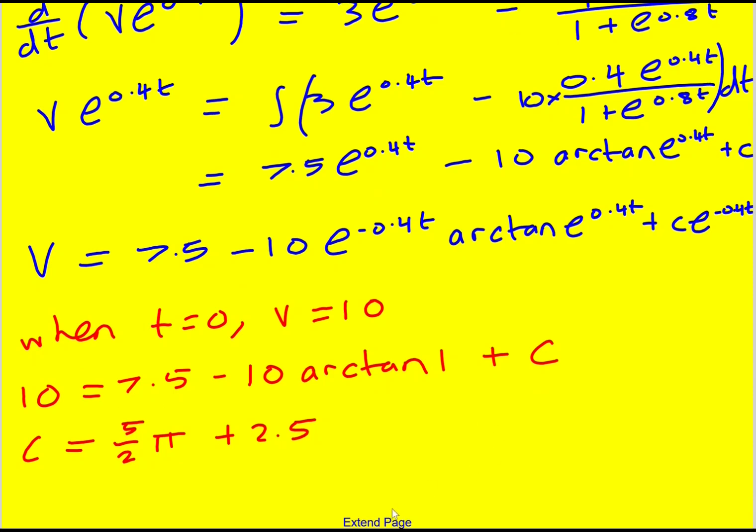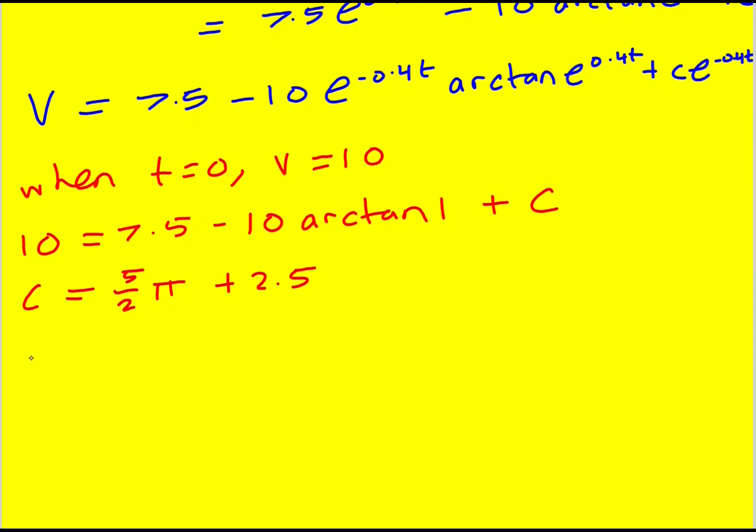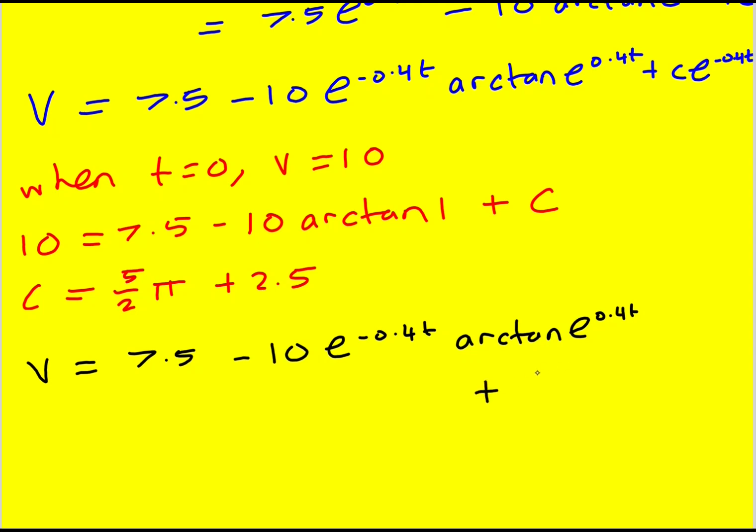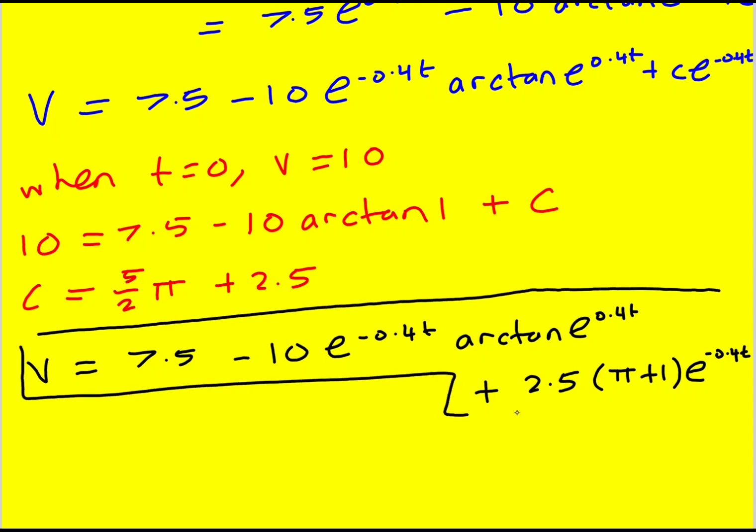And finally, we're there. v equals 7.5 minus 10 arctan e to the 0.4t, plus, I could bring the 2.5 out if I wanted, plus 2.5 times pi plus 1. If you don't do that, don't worry about it. E to the minus 0.4t. Pretty epic. Well done.